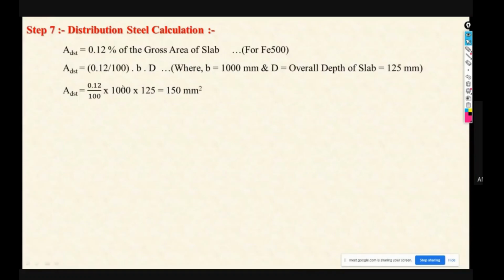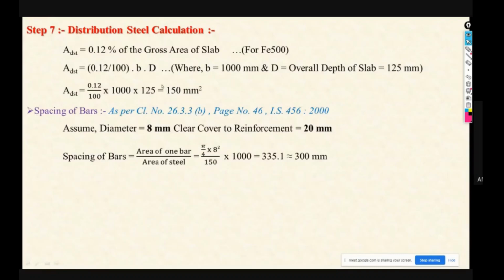Okay. And now B and D are the dimensions of our slab, where B is 1000, is 1 meter strip, and D is overall depth, that is 125. So just calculate it. So it is 150 mm square. Okay. So again, calculate the spacing for this same clause, or the same calculations are there to calculate the spacing for bar in distribution steel. So again, consider any diameter, 8 mm diameter and 20 mm diameter.